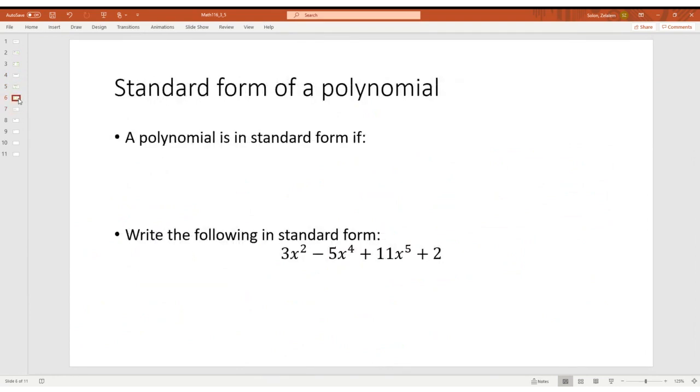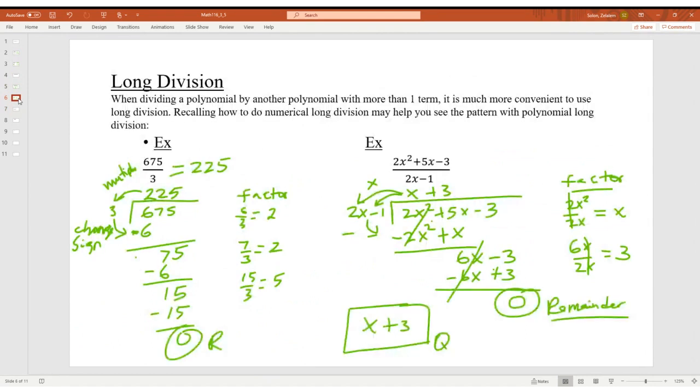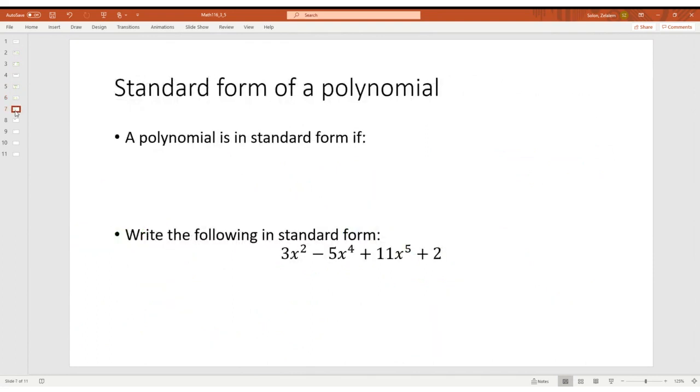Okay, now before I move on, this is to establish the similarity between long division in numbers and long division in polynomials. But when we do long division, there's something you have to remember. The polynomial has to be in standard form. Whichever polynomial is divided, it has to be in standard form. Now the question is, how do we consider if a polynomial is in standard form?